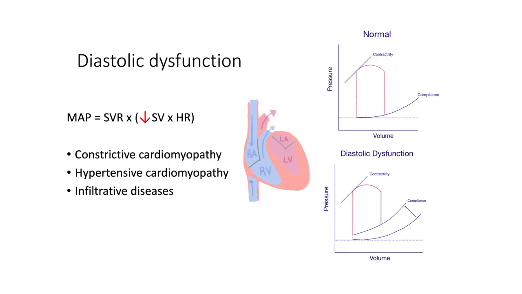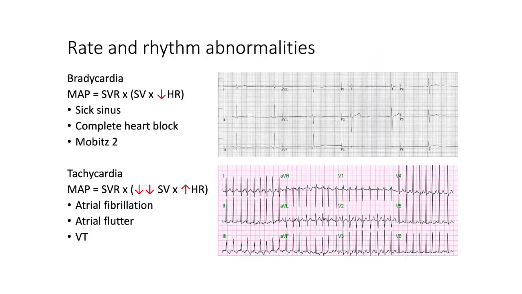Diastolic dysfunction occurs when thick, stiff ventricles have decreased compliance, which decreases the preload they're capable of accommodating and thus the stroke volume that they can produce.